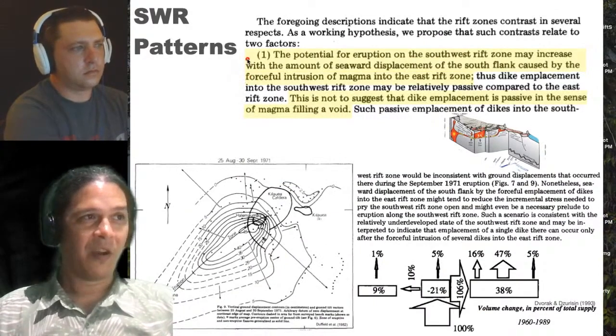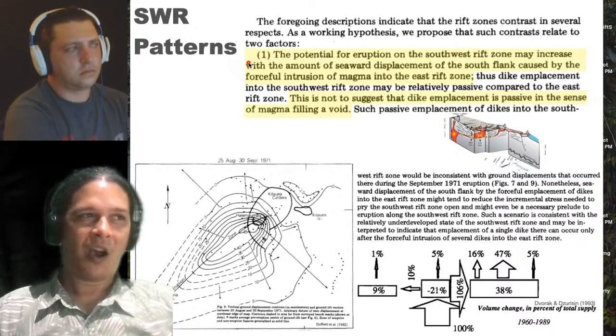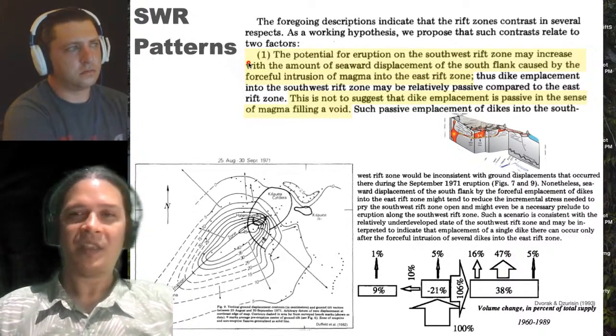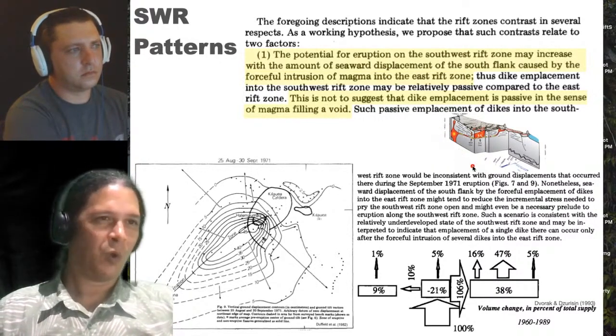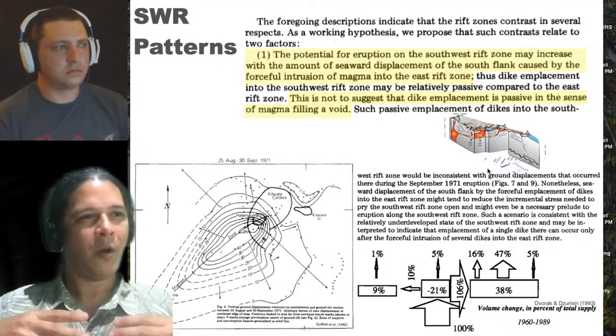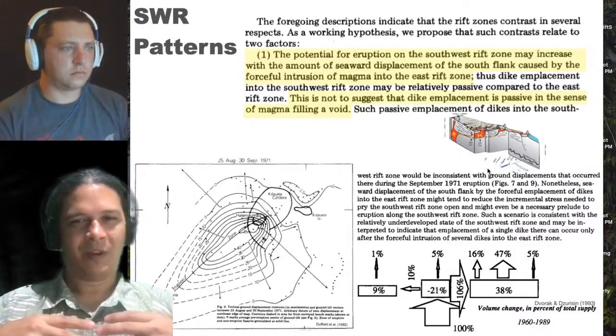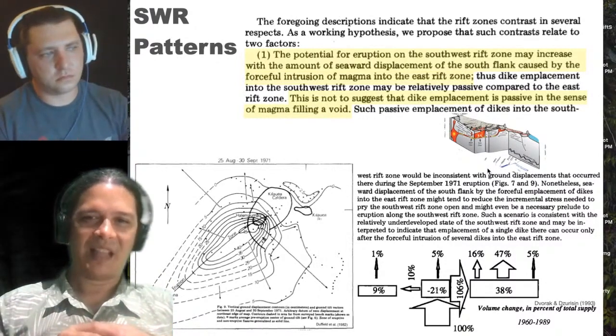Some other interesting things here. The potential for eruption in the Southwest Rift may increase with the amount of seaward displacement of the south flank caused by the forceful intrusion of magma into the East Rift Zone. So let me say that again, right? As magma goes into the East Rift Zone over and over and over again, that torques the south flank and it may help wedge open the southwest rift a little bit so that magma can then utilize that pathway.